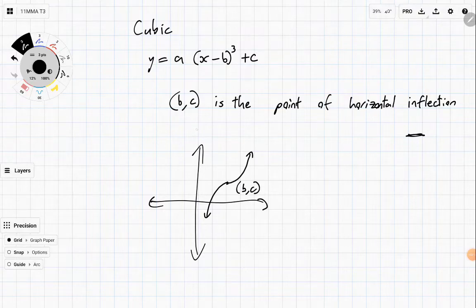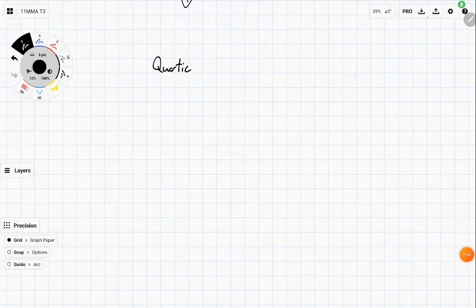And once again, a positive will mean increasing, while a negative will mean decreasing. Alrighty, same thing for the quartic. It's basically identical to the turning point form of the quadratic. So b, c is the turning point.